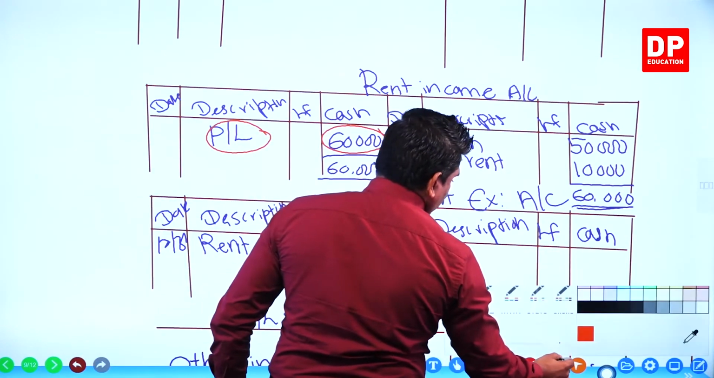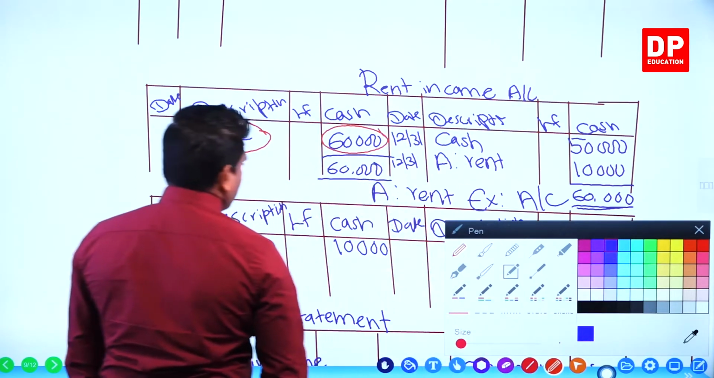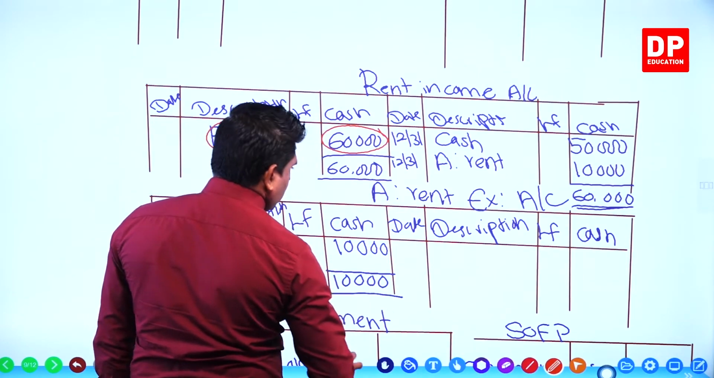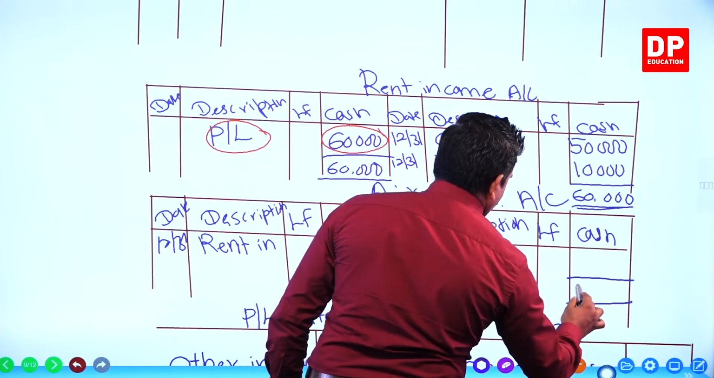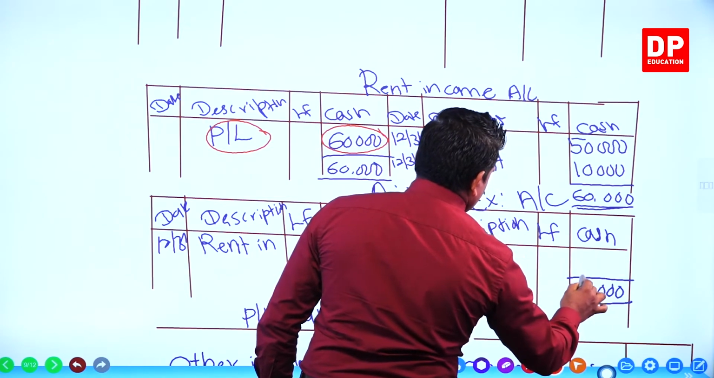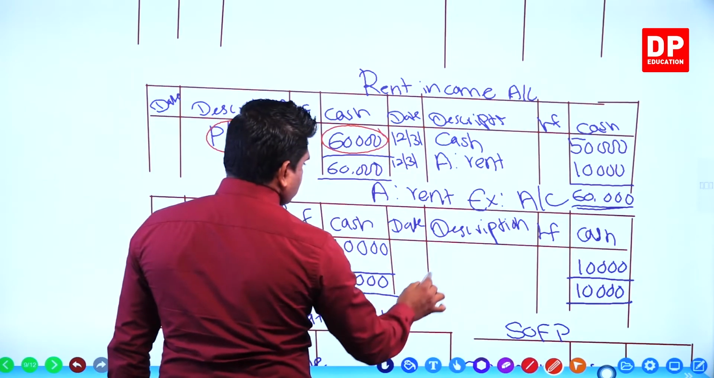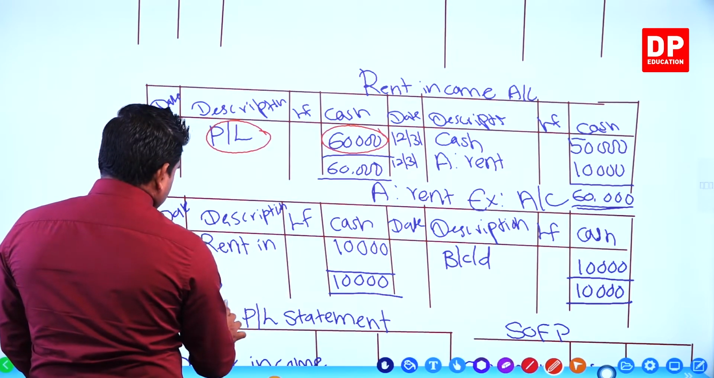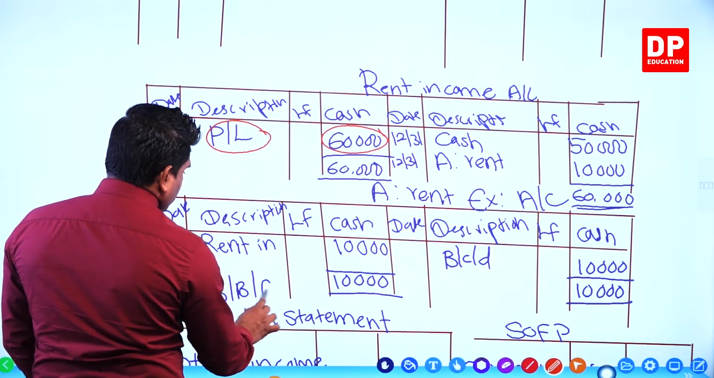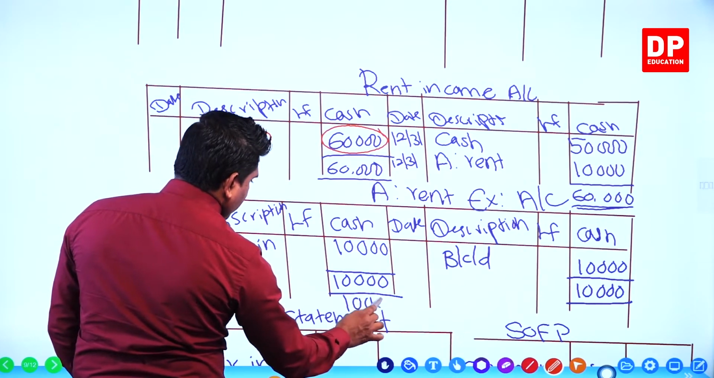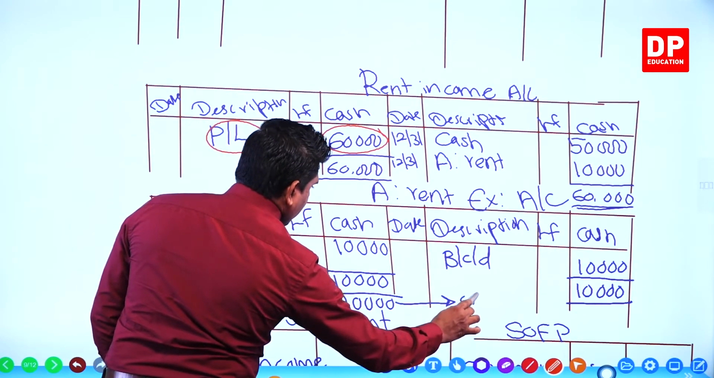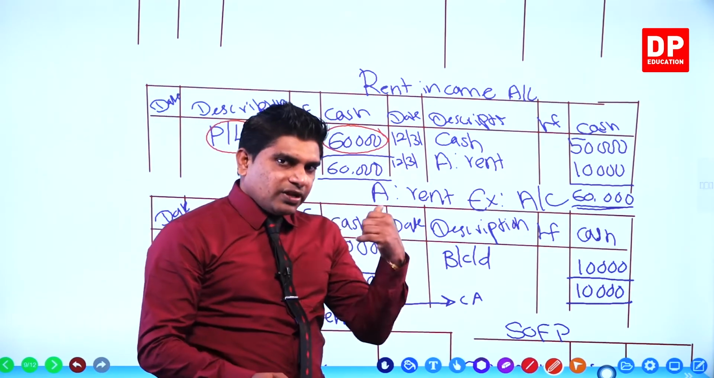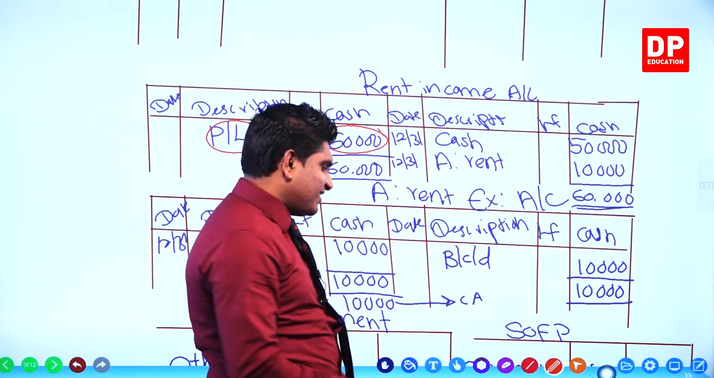Now I balance off this one. Accrued rent 10,000, 10,000, 10,000. Balance carried down, balance brought forward 10,000. Where do we write? Under the current assets we write, right? But before we enter these details to the financial statements, we record the entry in the general journal, right?